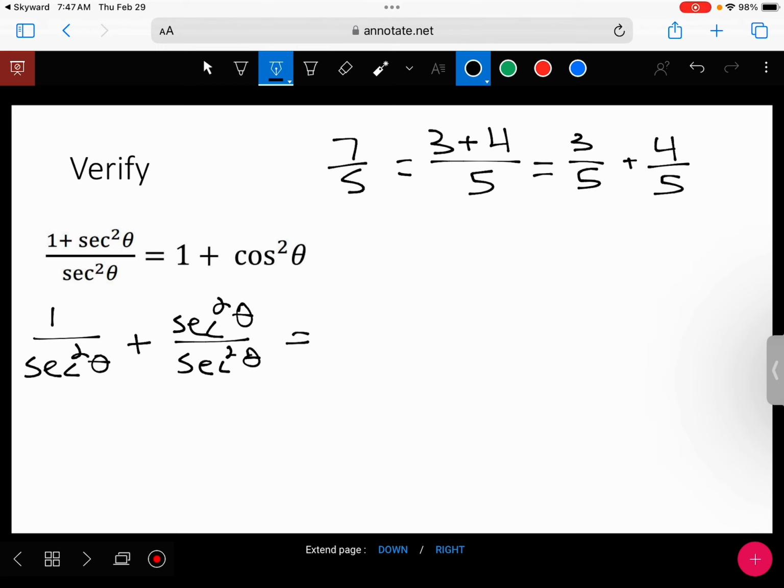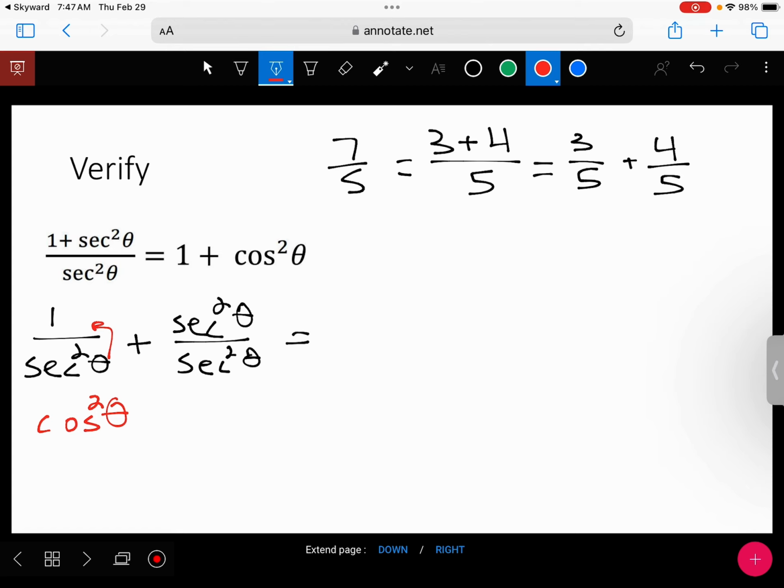Holy cow, that looks pretty simple. What's 1 over secant squared? Cosine squared. When you bring something to the numerator, it turns into its sister. The sister of secant is cosine. Sister of secant squared is cosine squared. What is any number in the universe divided by itself? 1. I know it's a trig function, not a number, but secant squared over secant squared is 1.